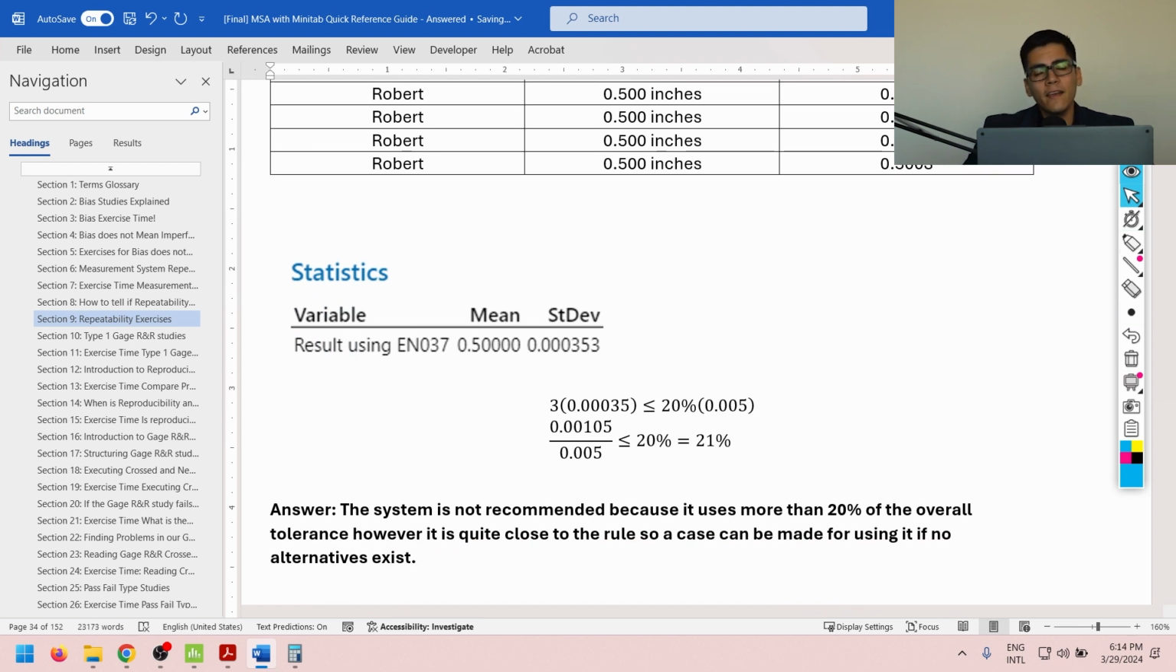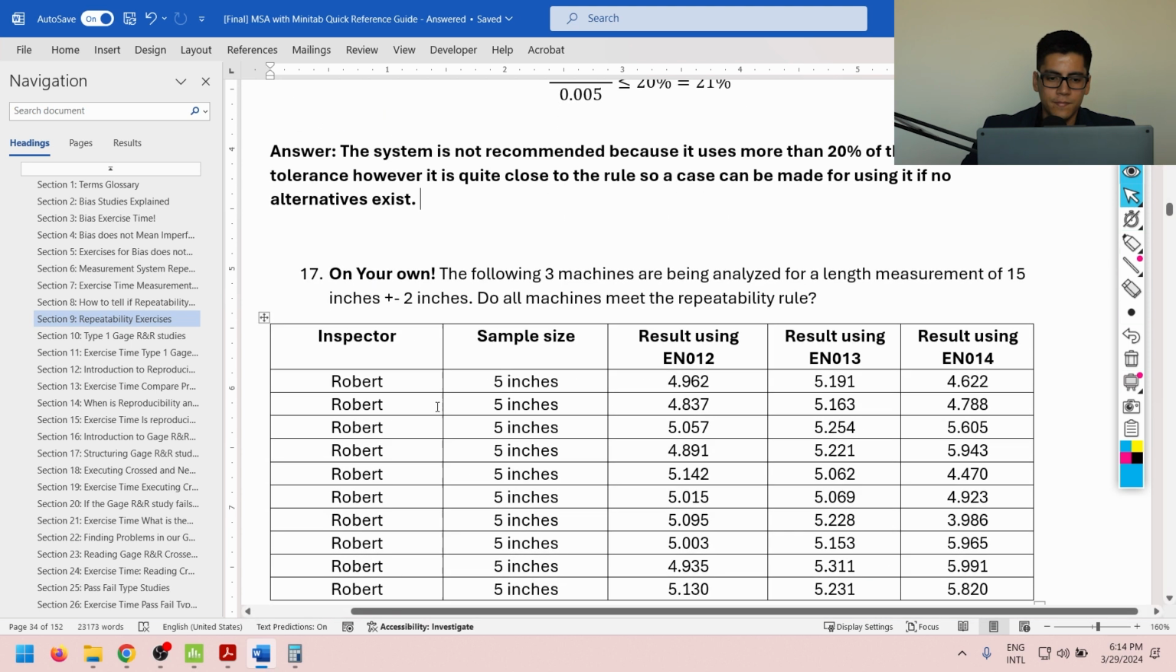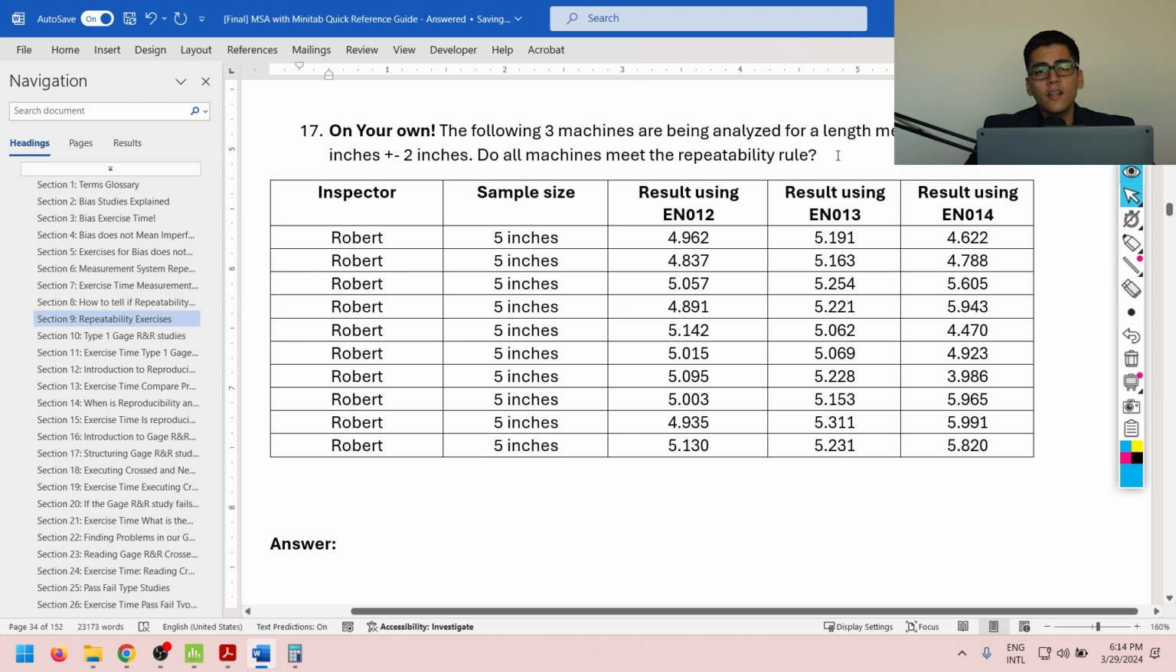Okay. Again, we are not recommending using this system, but sometimes 20, 21, 22% can still be considered acceptable. However, it is very different if you're at 40, 50, or 60% of the amount of tolerance that you're eating up. Okay. Now we're going to do exercise number 17.